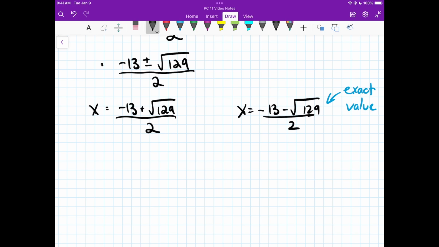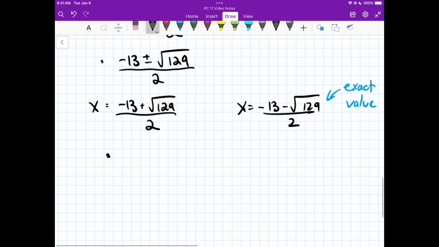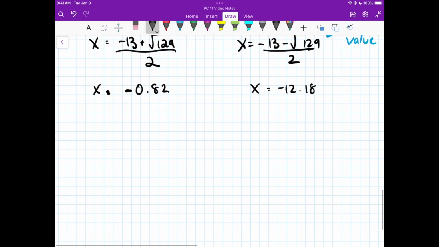All right, so what you should have gotten for the first one was negative 0.82, and for the second one was negative 12.18. Typically, we're going to go to 2 decimal places, for me, by the way. If you didn't get those, for example, for that first one, if you got negative 7 instead of negative 0.8, it's because you didn't plug the thing into the calculator properly. So negative 13 plus root 129 divided by 2.